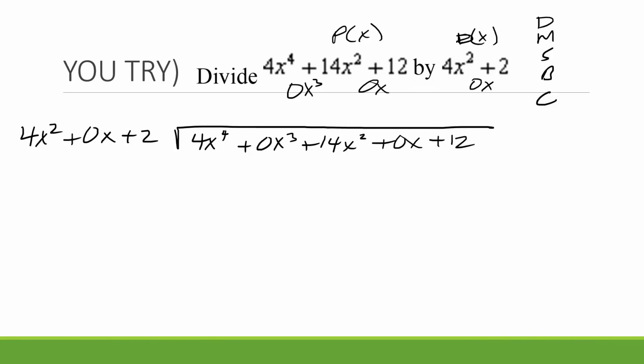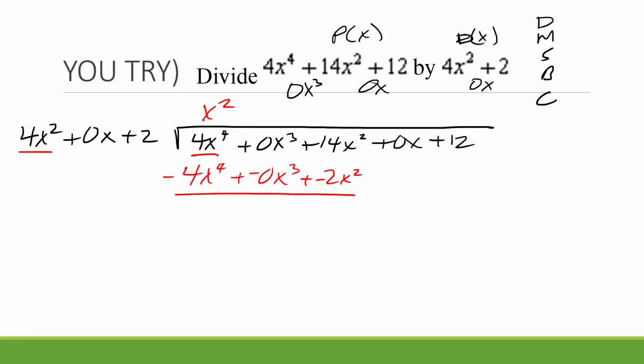Okay. So on the first part, you have 4x to the 4th divided by 4x squared. That should have given you x squared. How'd we do? After we divide, we then multiply. So we're doing x squared times 4x squared, which gives us 4x to the 4th. X squared times 0x, which gives us 0x cubed. X squared times 2, which gives us 2x squared. After we multiply, we then subtract, which means that we're changing the signs and combining. So I change my signs, and I get down to 12x squared.